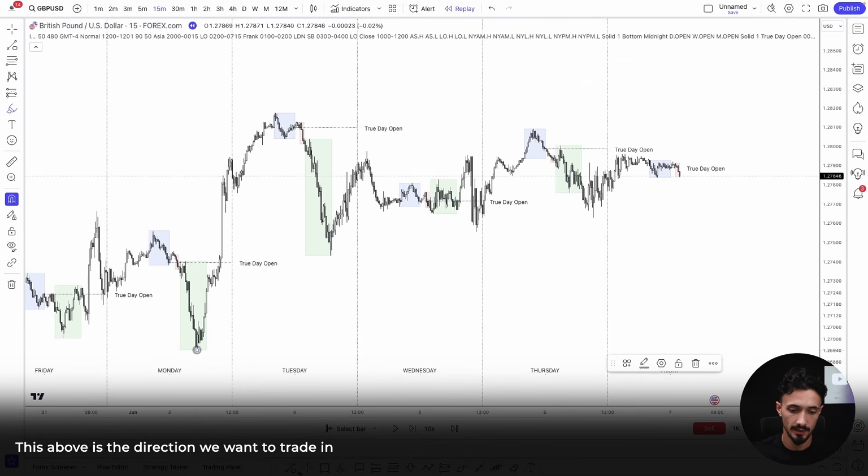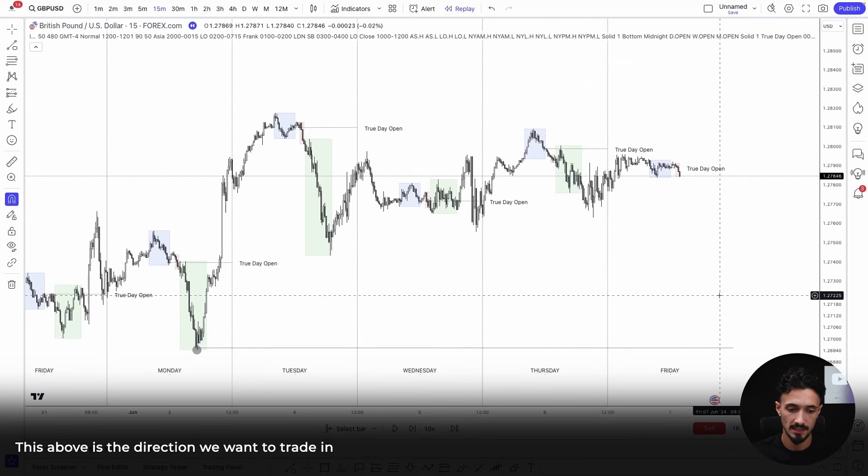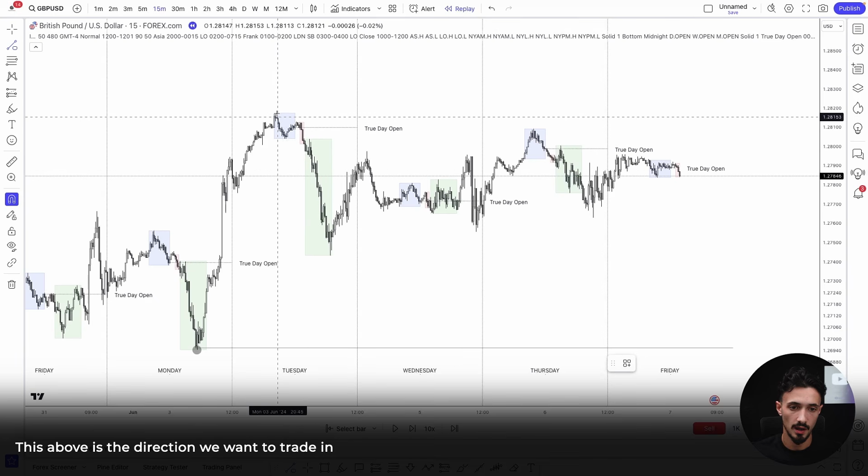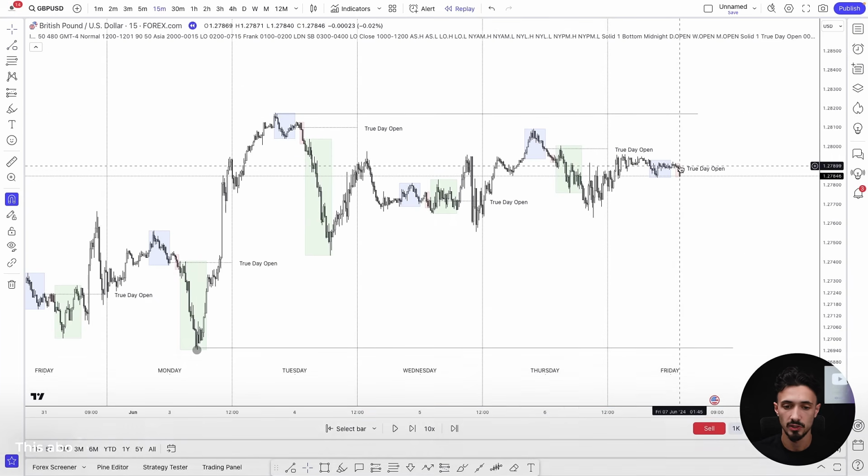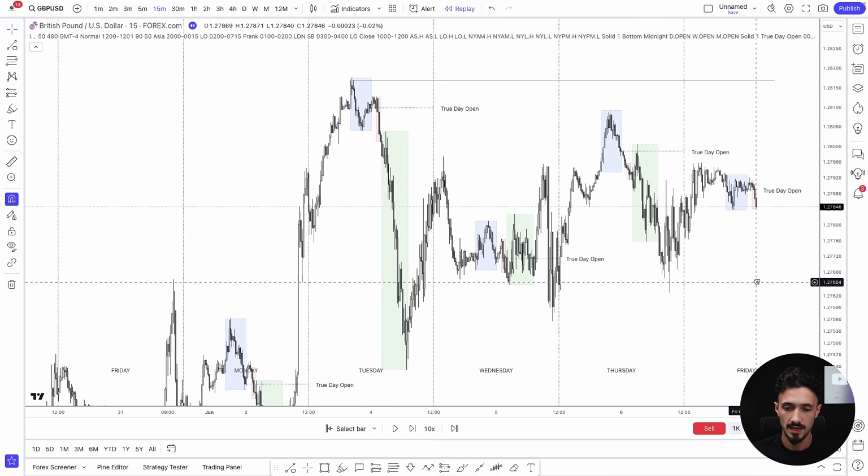So swing low down here, we'll draw that across. We expect that to be respected. Swing high up in this region in here. And that is the direction that we want to trade into. Now, everything else is internal, right?